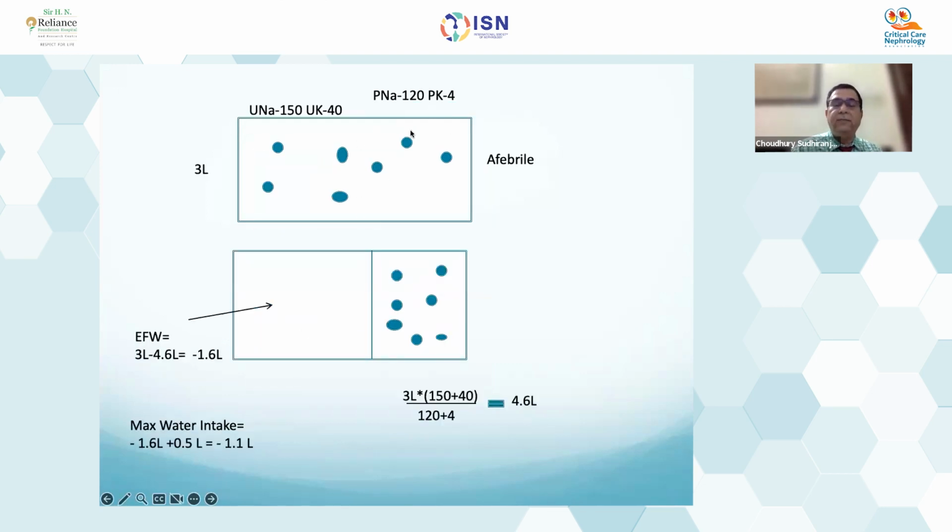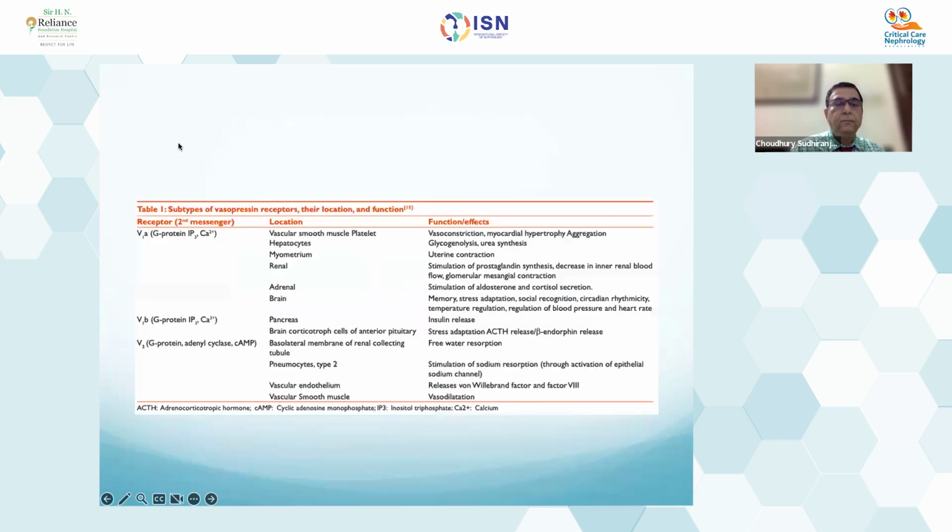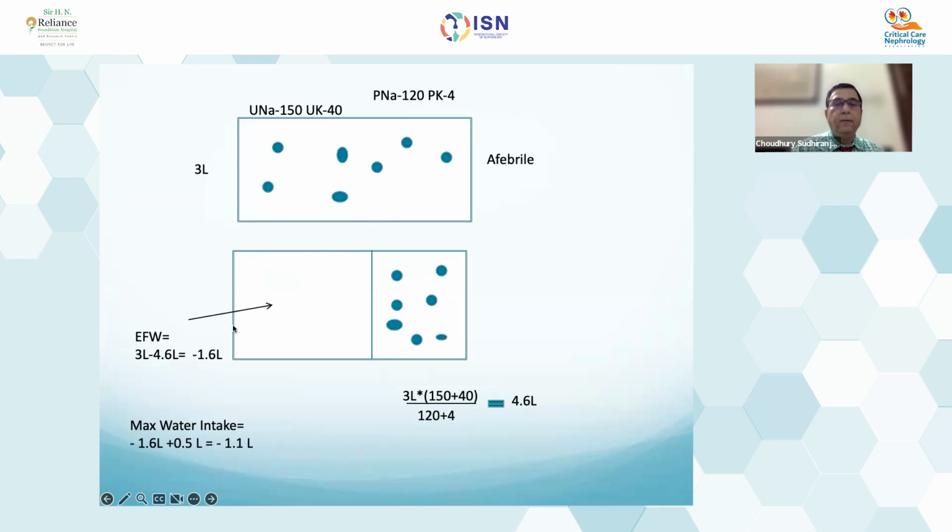Now coming to the same scenario, with plasma sodium of 120 and plasma potassium of 4, the urinary sodium is 150 and the potassium is 40. So if you calculate, it is around 4.6 liters, with 3 liters of urinary volume. So what is my 1.6 liters?